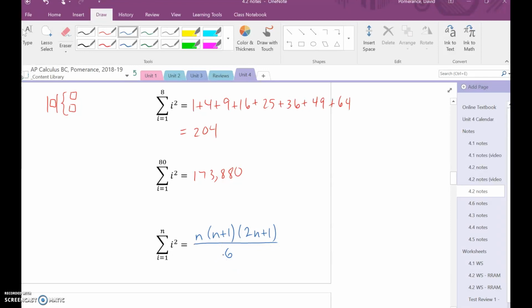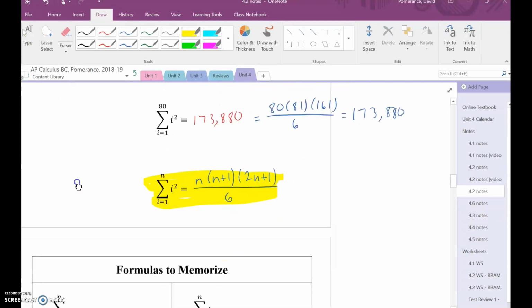So I'm just going to spend a quick second to verify that I'm remembering this formula correctly. I'm going to plug in 80 for n up here, and I'm going to get this product right here, and I'll type that into the calculator. I'm going to get 80 times 81 times 161 divided by 6, and thankfully I get the exact same answer that Desmos told me a second ago. So it sure does seem like this formula right here is legitimate. It's going to give us the sum of the first n perfect square integers.